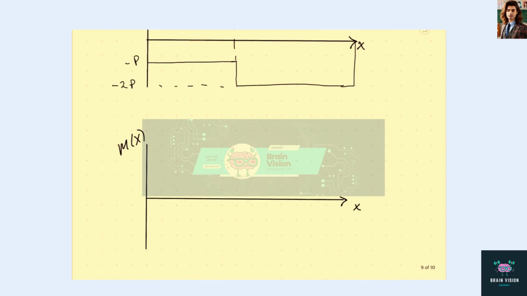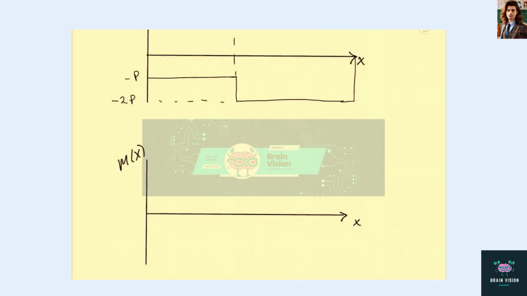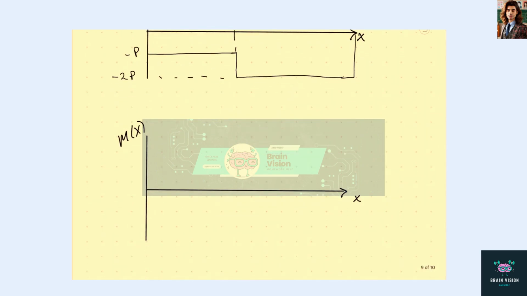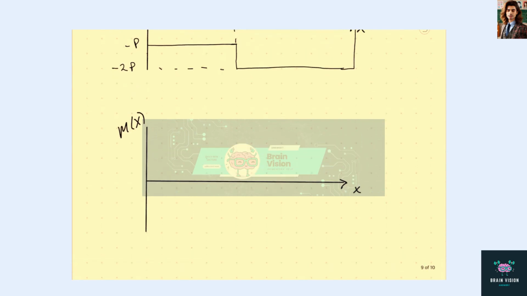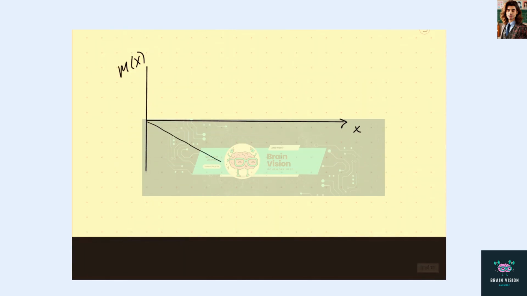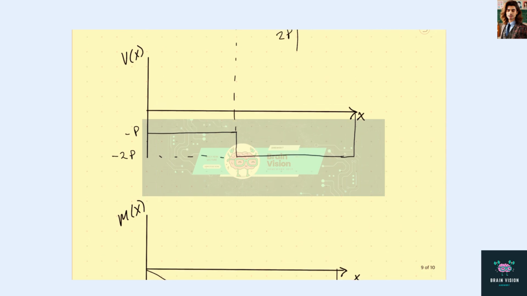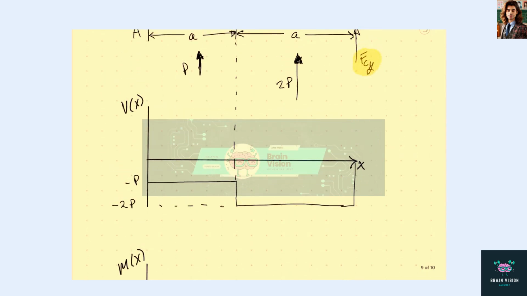Okay, so now our moment diagram is based off of our shear diagram. It's just going to be the slope. Our shear diagram determines the slope of our moment diagram. So we'll have a slope of negative P, and then we'll have a slope of negative 2P all the way till the end. So it'll be a lot steeper. Okay, so that's generally what these two diagrams are going to look like.